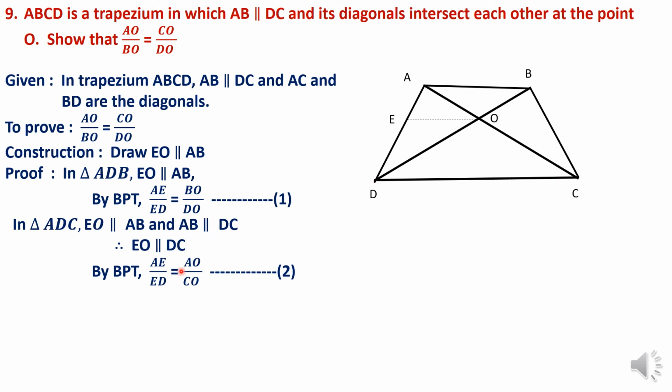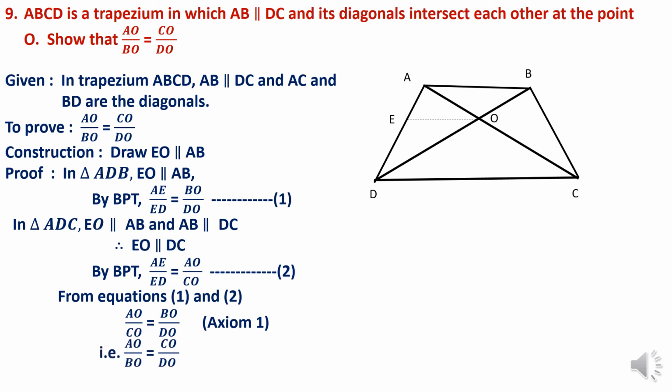Compare equations 1 and 2. Two things which are equal to the same thing are equal to one another. Therefore, by axiom 1, AO upon CO is equal to BO upon DO. By cross multiplying and transposing BO to the left hand side and CO to the right hand side, we obtain AO upon BO is equal to CO upon DO.